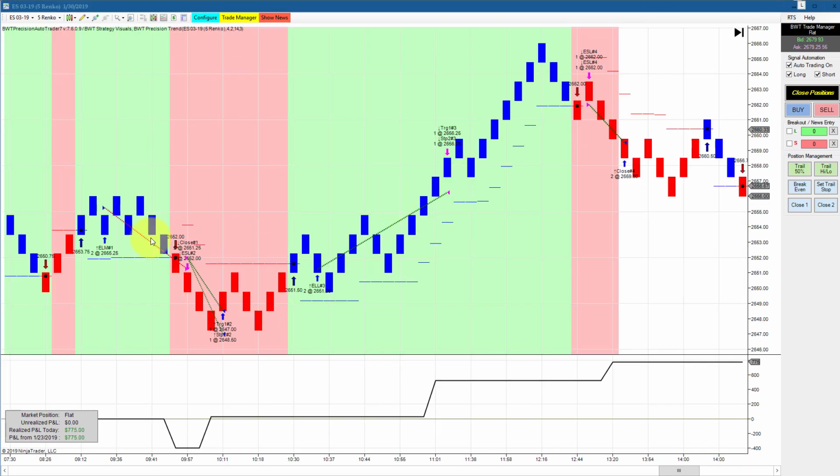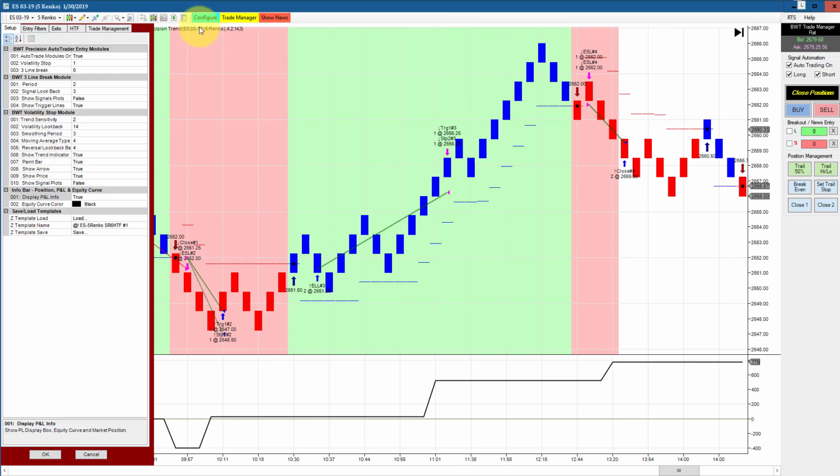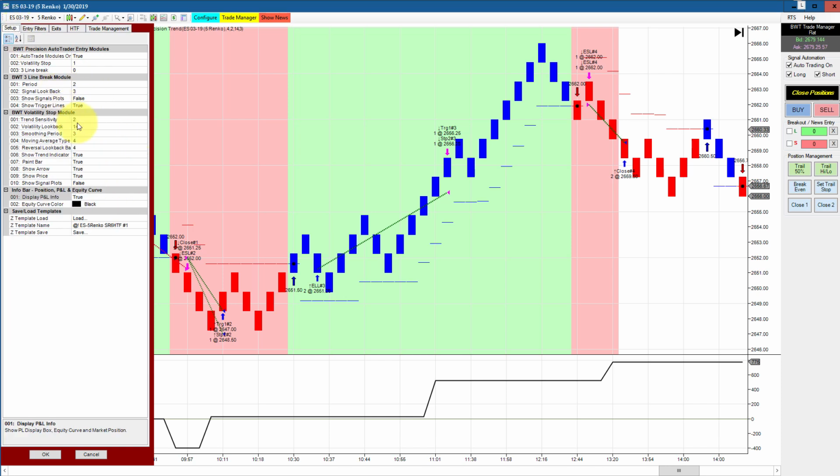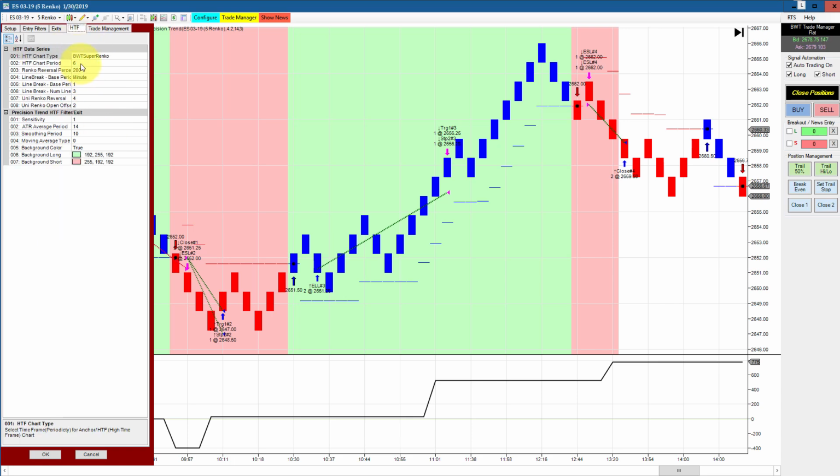Okay, our E-mini S&P on a regular 5 Renko chart, again, delivering the goods here. This did 775 for the day. This one is the one with our $800 goal, so obviously we hit our goal and had 1 tick slippage per contract. It's a limit order with a 4 tick pullback, and this is our template higher time frame filter of 6.